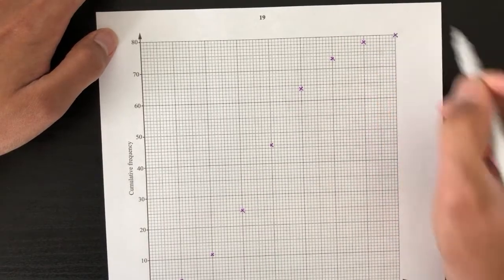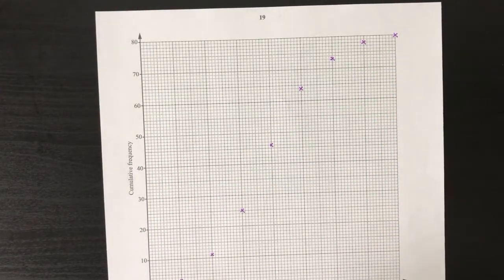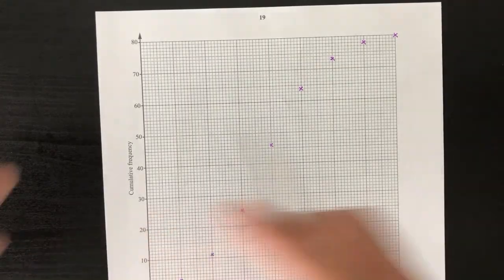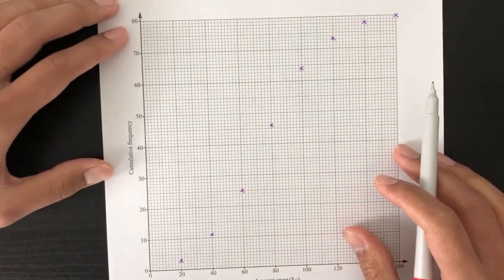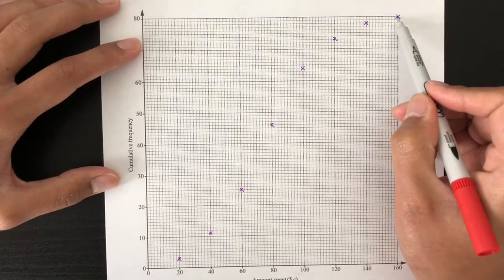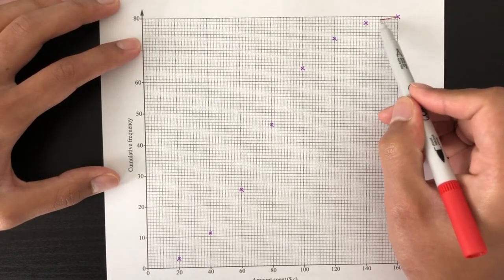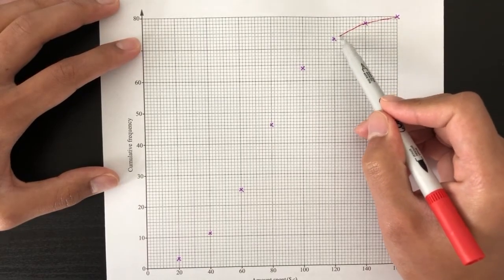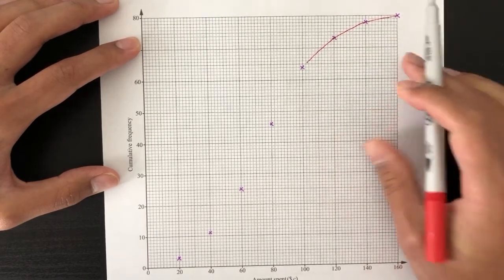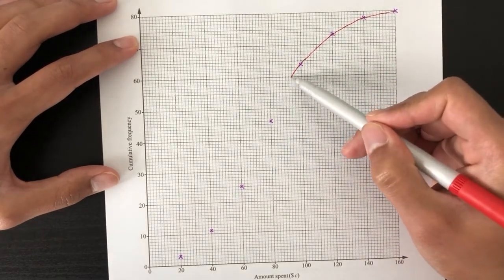That's the last one. Okay, so try your best to join all the points together as smoothly as you can. So this one will connect these ones.